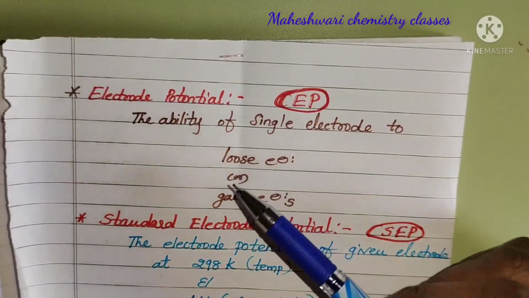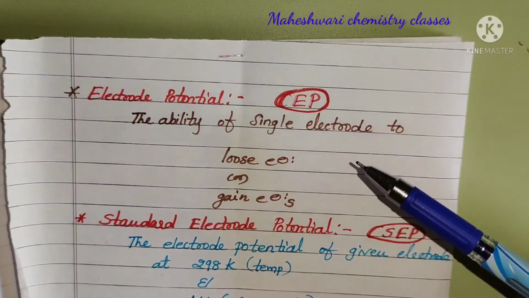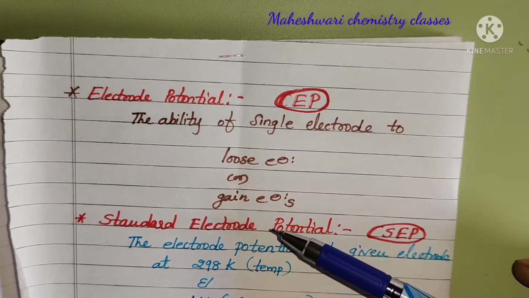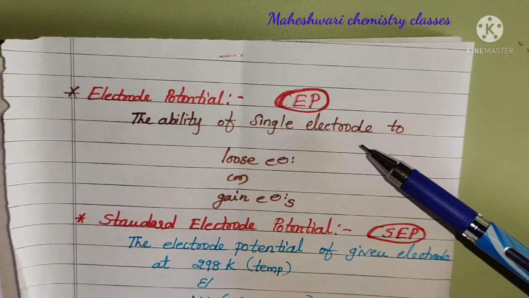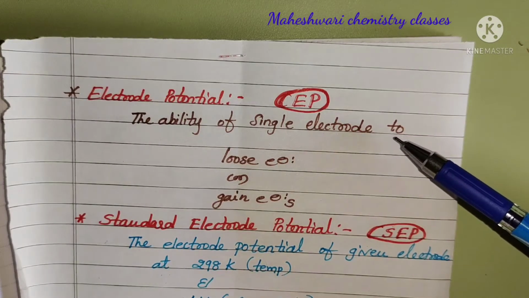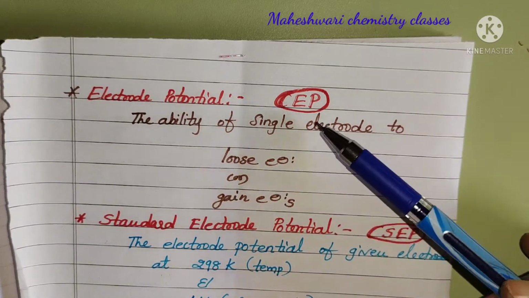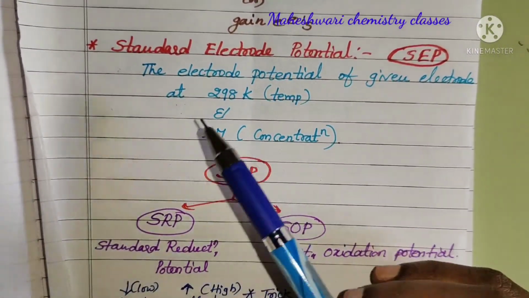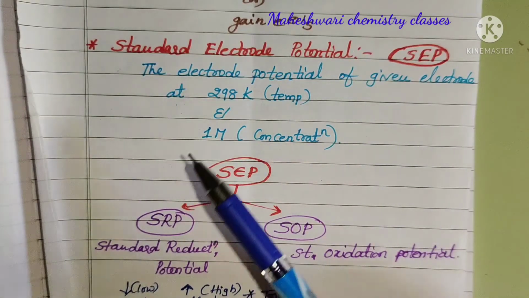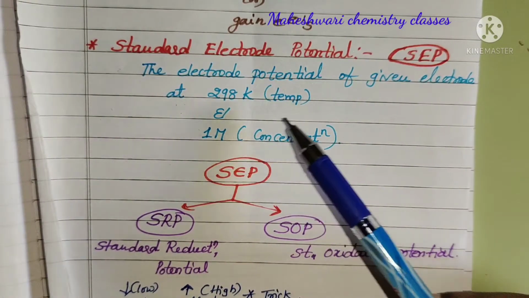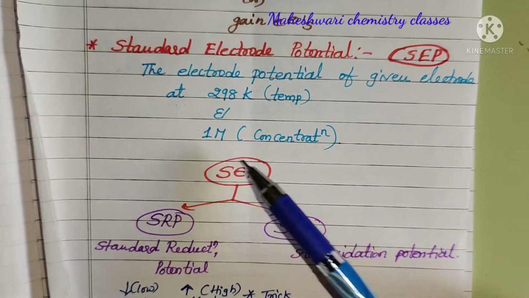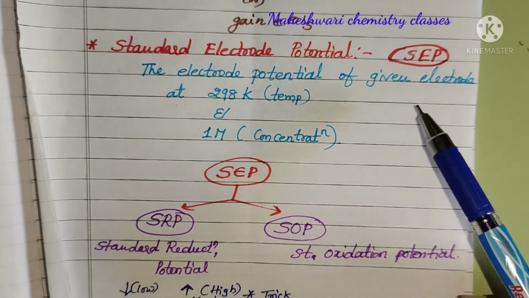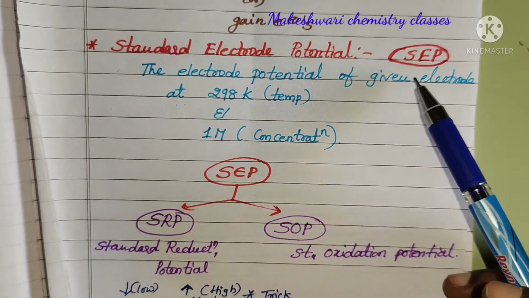Electrode potential is the ability of a single electrode. Either it may be loss of electron or gain of electron, the single electrode contains a potential value, that is nothing but EP. Standard electrode potential is the electrode potential of a given electrode at 298 Kelvin temperature and 1 mole concentration. That is why it is called SEP.